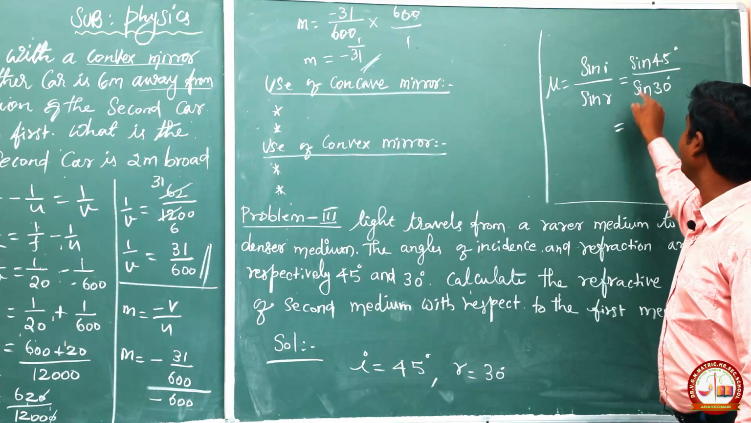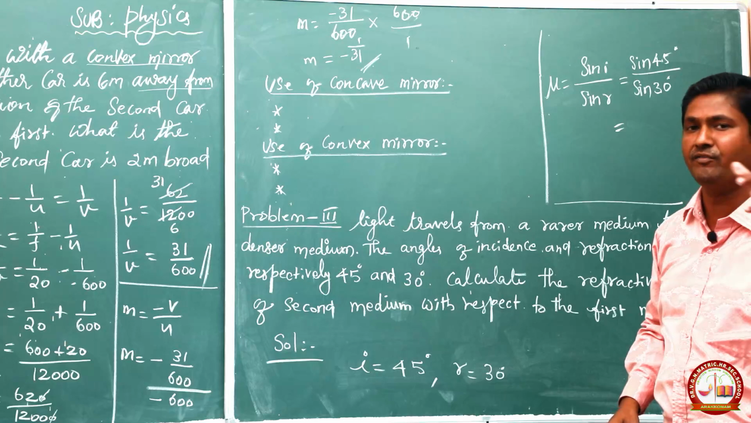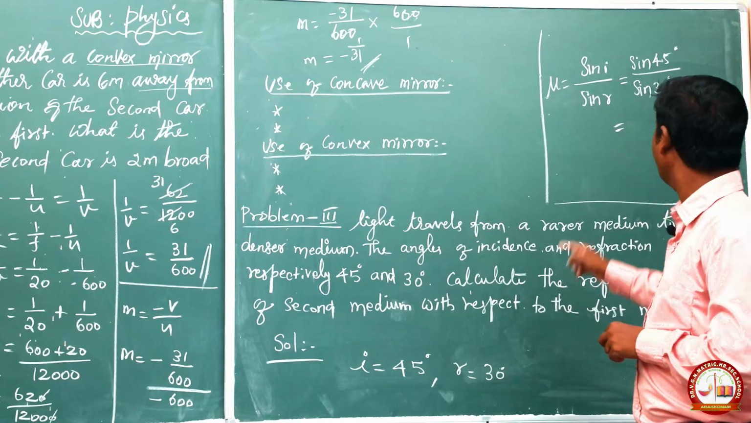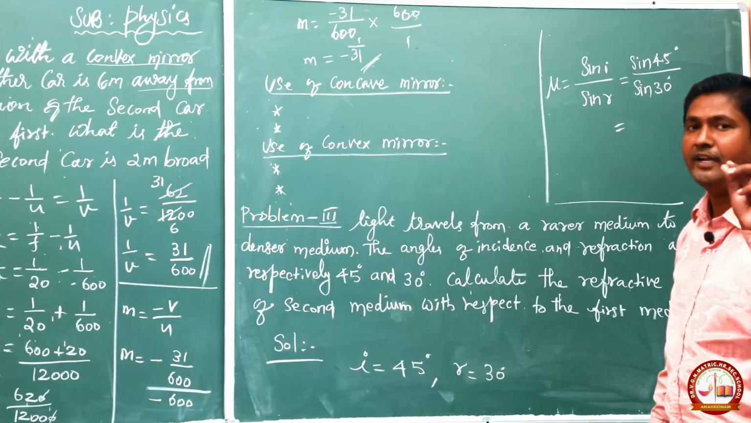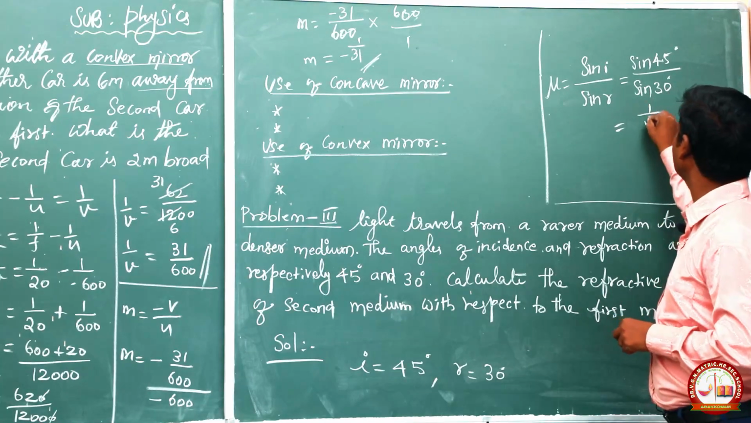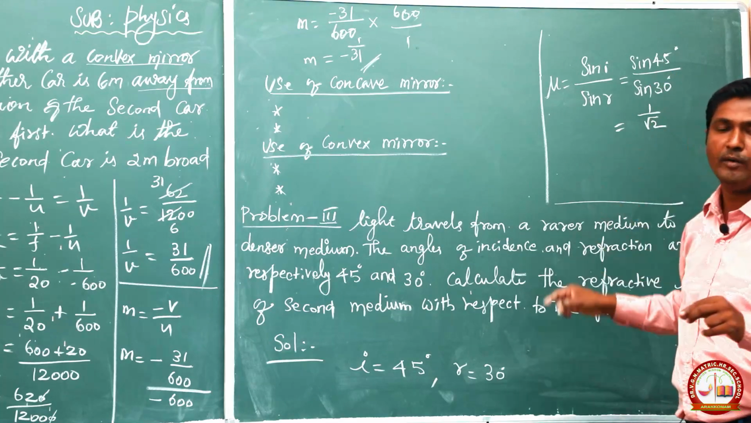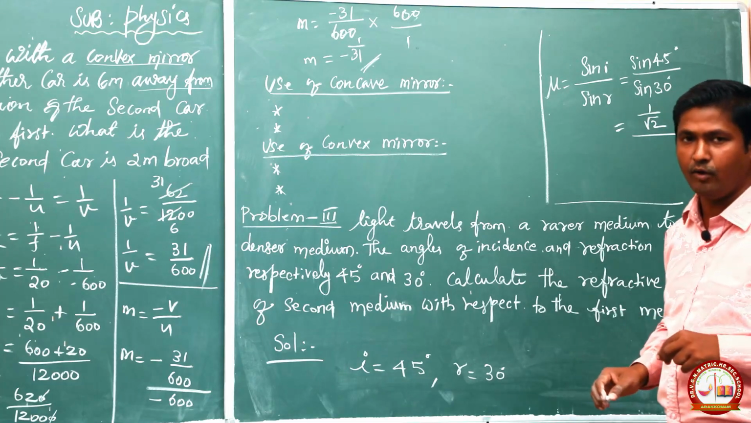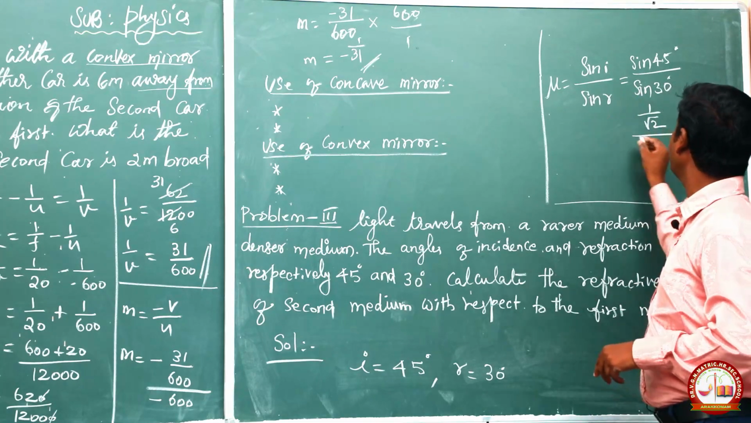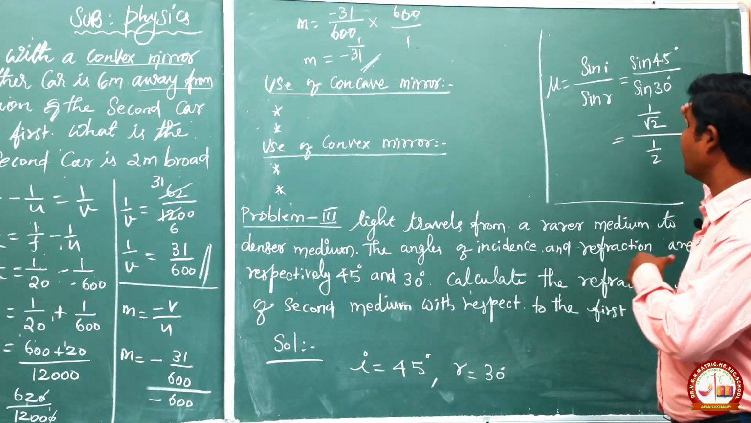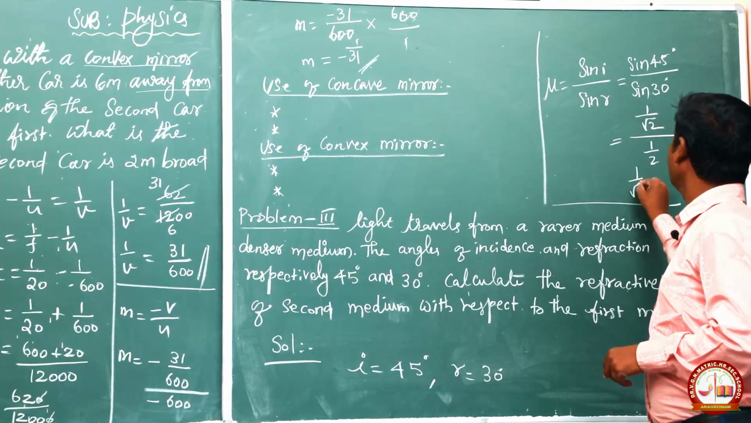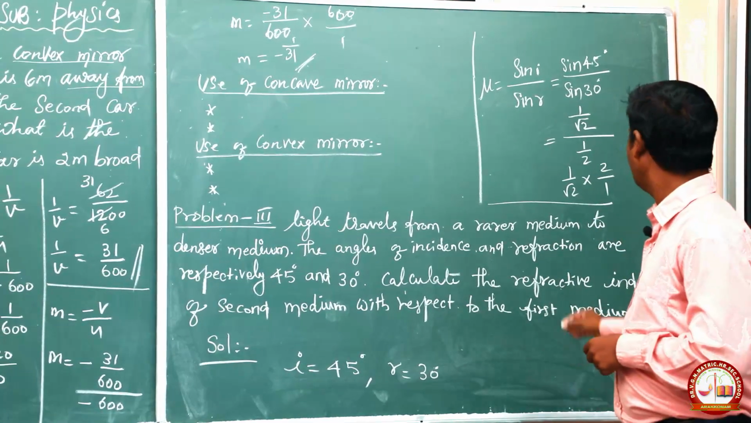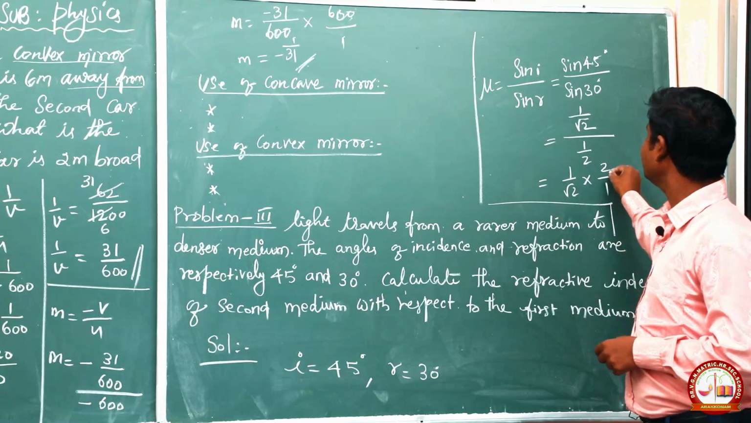Now calculate the values of sin 45 and sin 30. These are from trigonometry in mathematics, and the values should be memorized. Sin 45 is 1 by root 2, divided by sin 30. The value of sin 30 is 1 by 2. So cross multiply: 1 by root 2 into 2 by 1, the reciprocal.